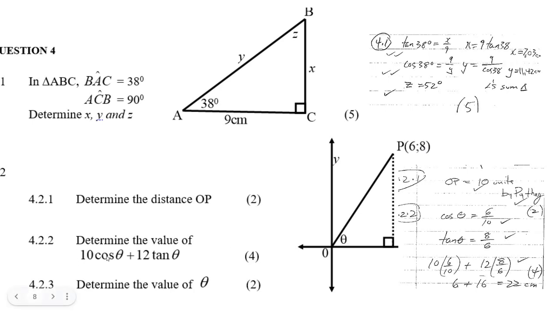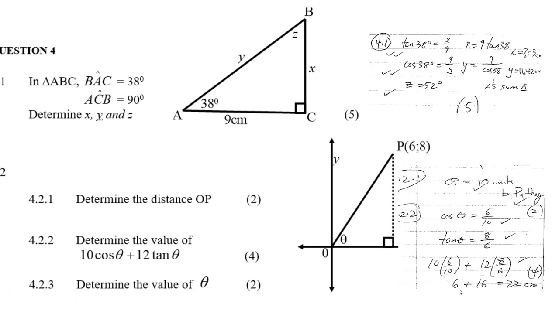Determine the value of 10 cosine theta plus 12 tangent theta. Well, if that's 6, and that's 8, and that's 10, the cosine must be adjacent over hypotenuse. It must be 6 over 10. And the tangent must be opposite over adjacent, 8 over 6. Just take those fractions and put them back in there.